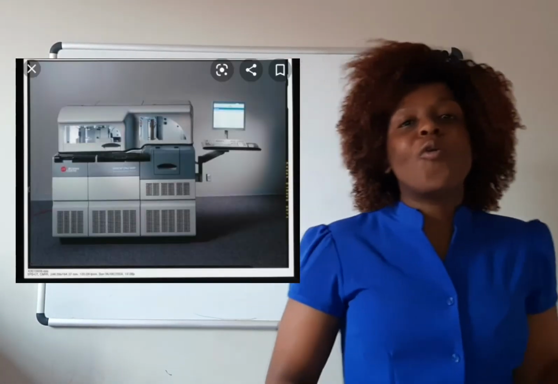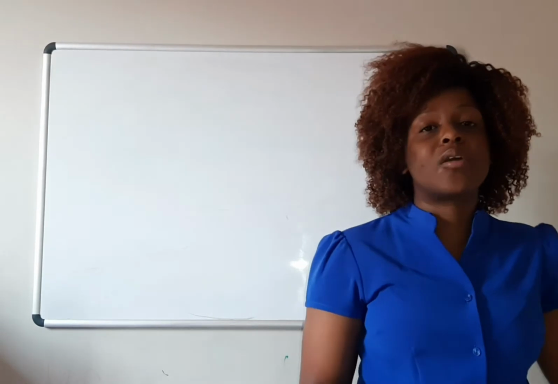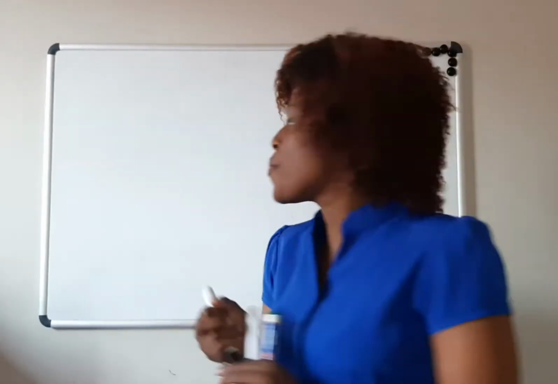To analyze the samples, we use machines, or you can call them instruments, like this one. Usually these instruments have certain principles that they use to determine specific analytes. In today's video and a couple of videos that are going to follow, we are going to talk about the different method principles that different analyzers use for certain tests that will be requested. Today we're going to start with spectrophotometry.